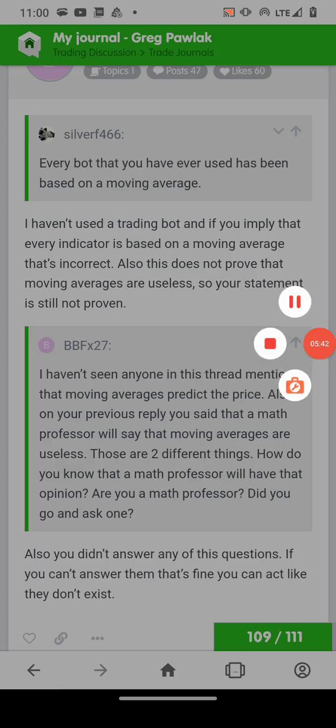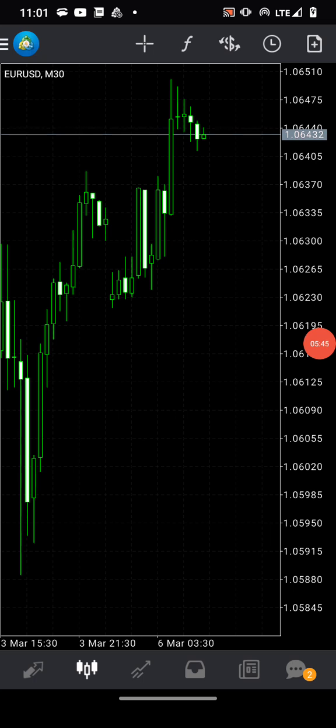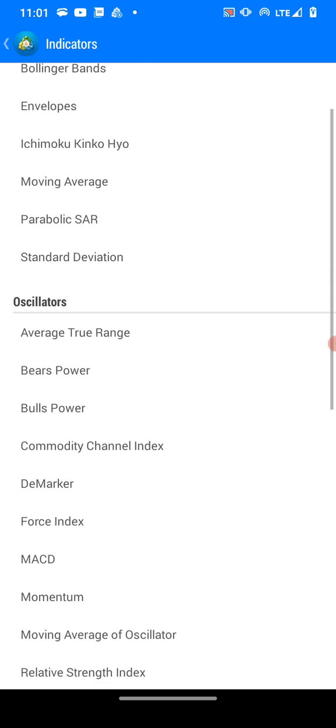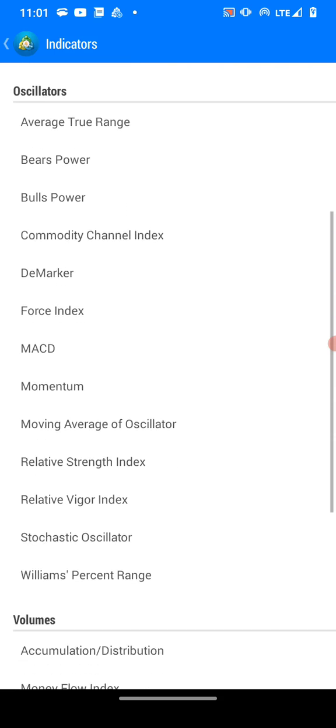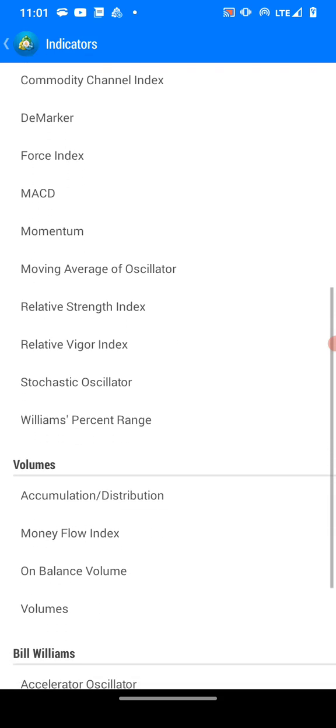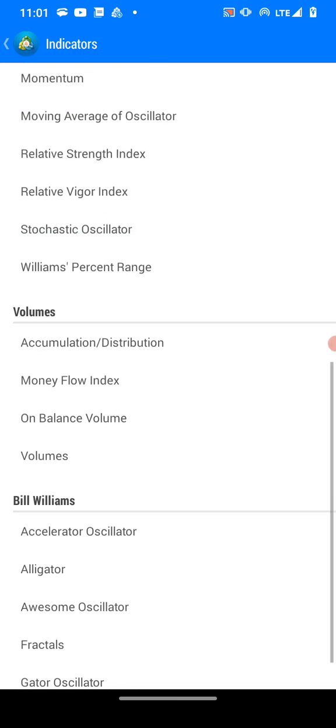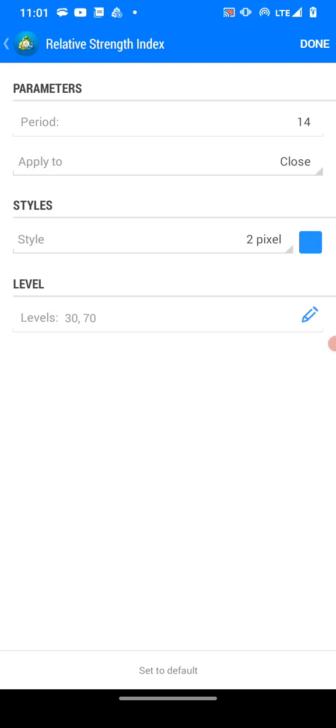Hold on. Okay, let's put an indicator on this screen. Now look at all these indicators. You see these? None of them work. None of them. Let's take relative strength index. Now, do you see that period variable that can be adjusted? That's the period from a moving average. Okay?